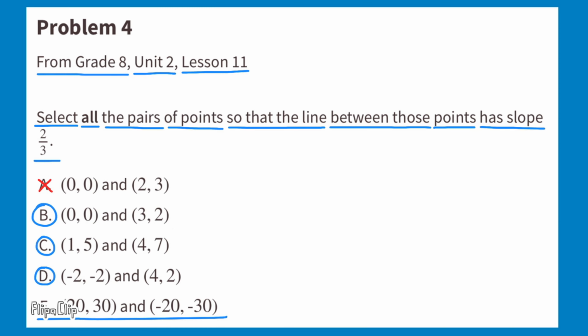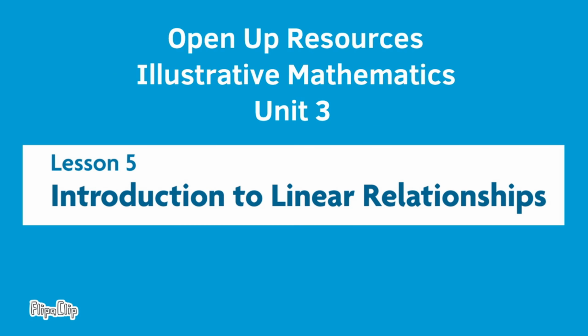E. 20 and 30, and -20 and -30. So that would be -30 minus 30, and -20 minus 20. That's a total of -60 over -40. A negative divided by a negative is a positive, and 60/40ths can be simplified or reduced to 6/4, which can also be reduced or simplified to 3 halves. E does not qualify. Open up Resources, Illustrative Mathematics, Unit 3, Lesson 5, Introduction to Linear Relationships.